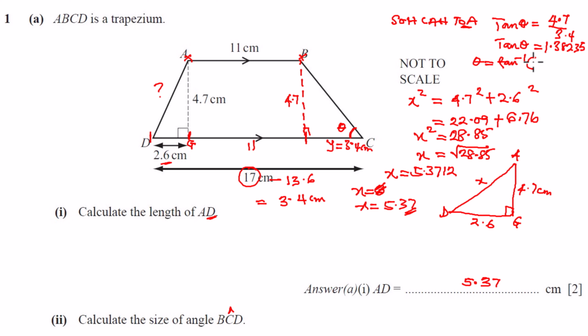tan inverse of 1.38235, and let me quickly do tan inverse of that, and that is 54. So my theta is 54.1 degrees. It's actually 54.117, but for IGCSE papers, angles are usually left to one decimal place.